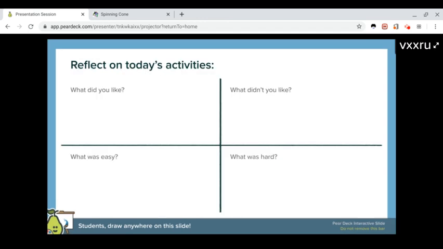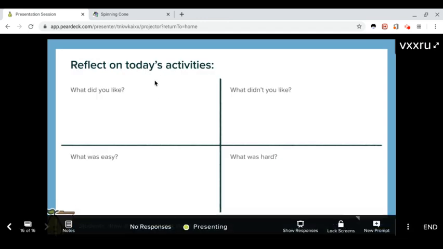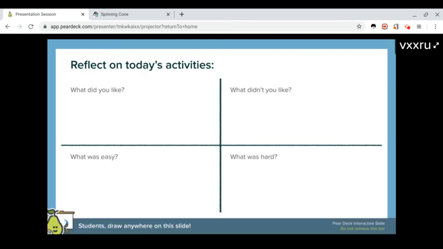Okay, one more thing, it's a reflection on today's activity. So what did you like, what didn't you like, what was easy, and what was hard? Now in this, it's the same thing. You can either type it up, or you can write it like I did. And so it's just an opportunity for the students to tell you how they're liking the lessons that you're doing.